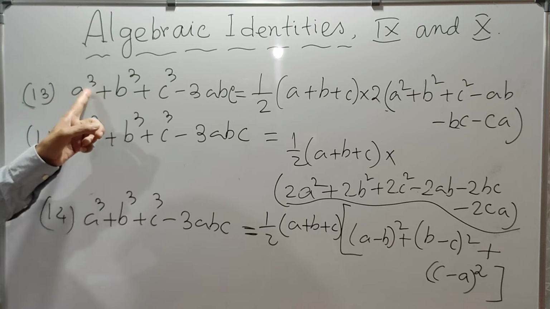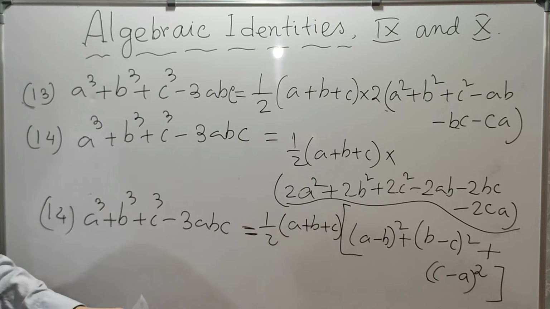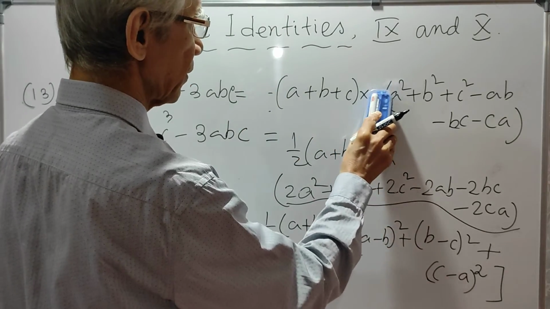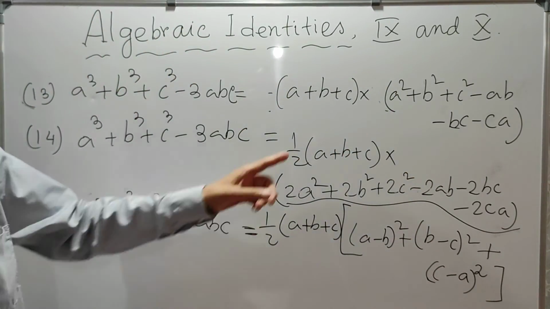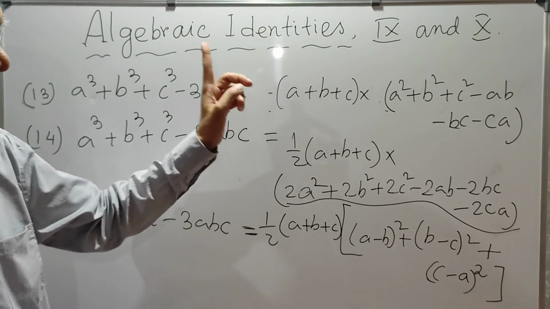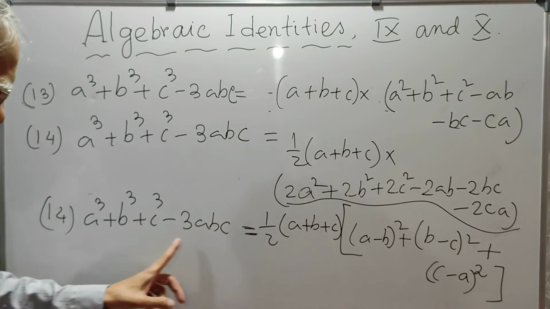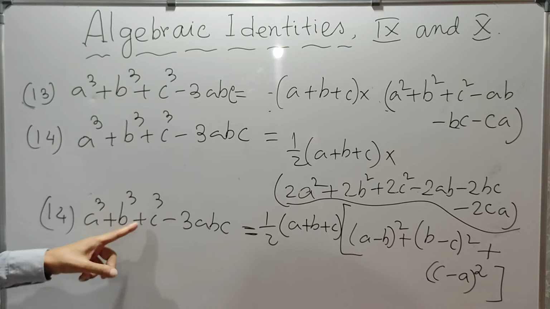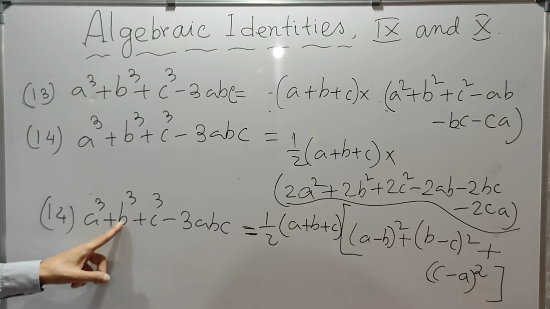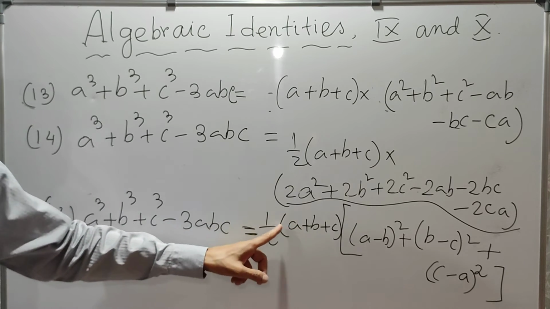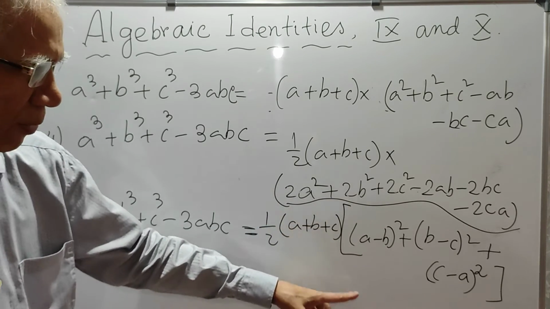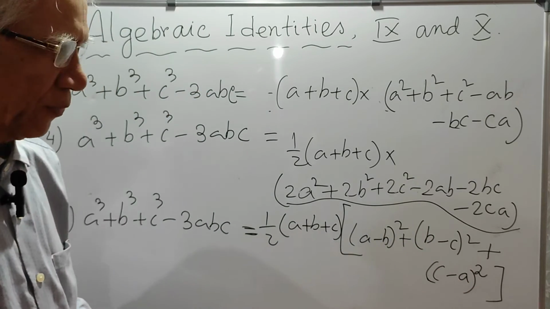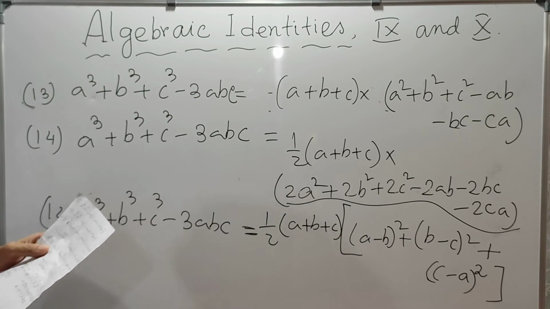So 13th identity was this one. Then we multiplied by half and 2, and we got this one, another form. Same identity, but a slightly different form. Half a plus b plus c, then within bracket a minus b whole square plus b minus c whole square plus c minus a whole square. All right. That was the 14th identity.